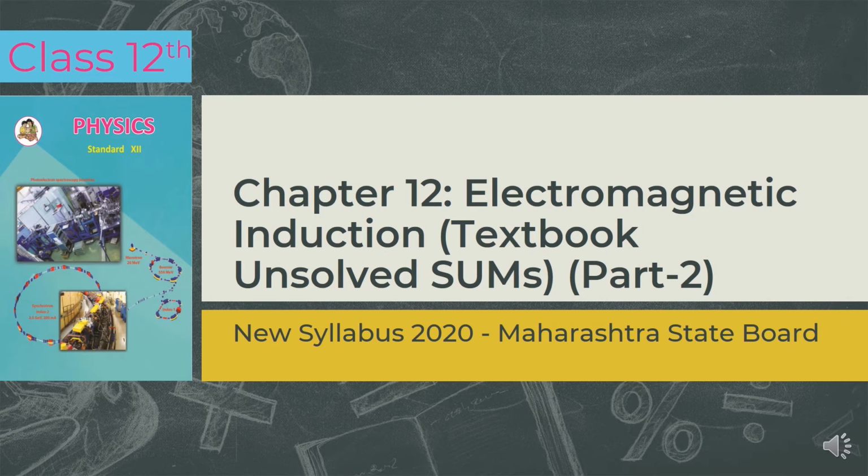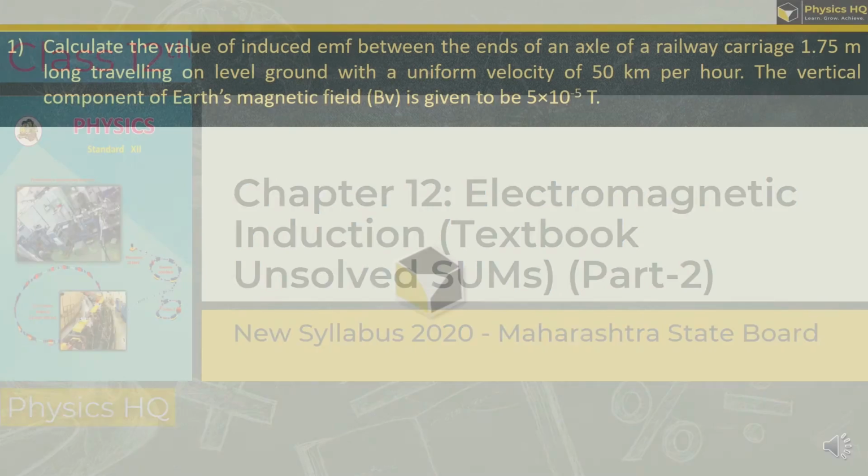Continuing the lecture series of solving MCQs and sums of class 12, today we'll be covering textbook unsolved sums of chapter 12 Electromagnetic Induction. This is the second part of sum solving. Please check out the videos on textbook MCQs as well as first part of unsolved sums. Let us continue with the first sum for this video.